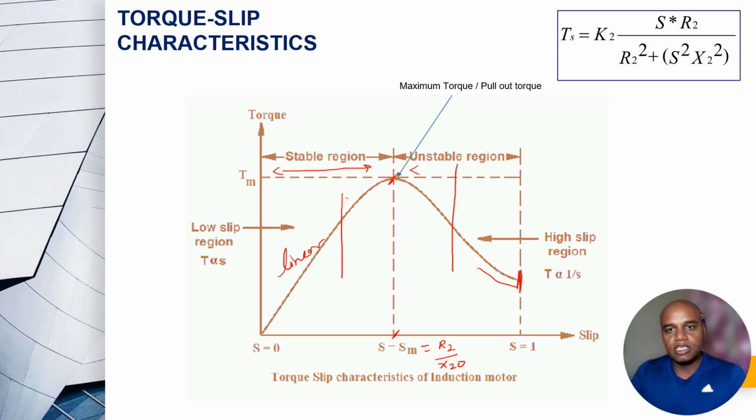This region eventually becomes the unstable region, because the speed of the induction motor is going to reduce as I further increase my slip value. So this is the stable region and this is the unstable region, and my induction motor generally operates between the low slip region to the maximum here. This becomes the operating region of my induction motor.